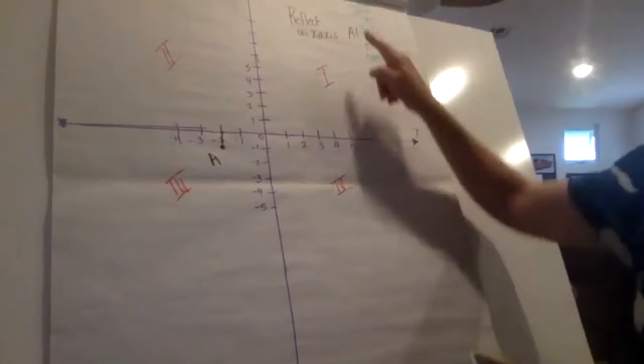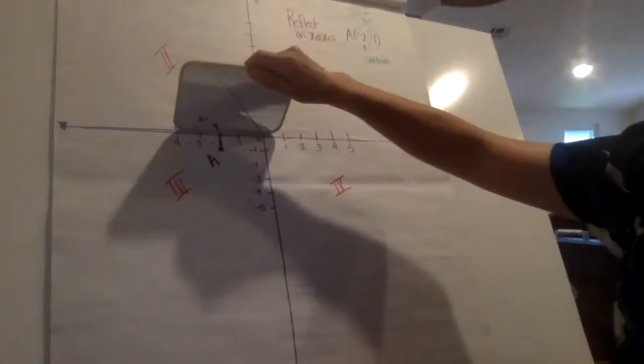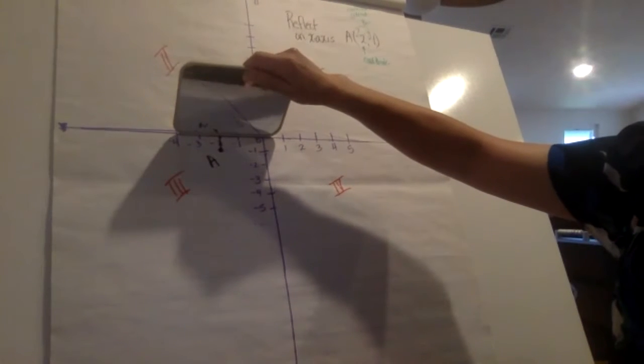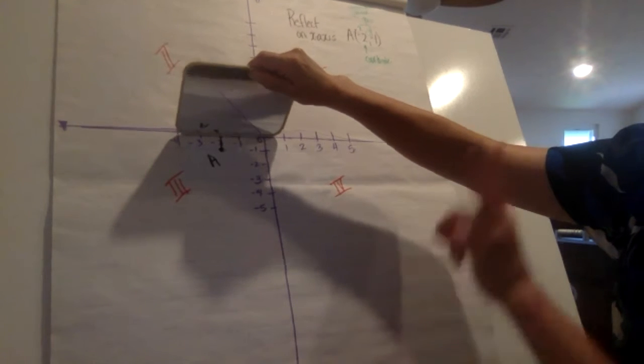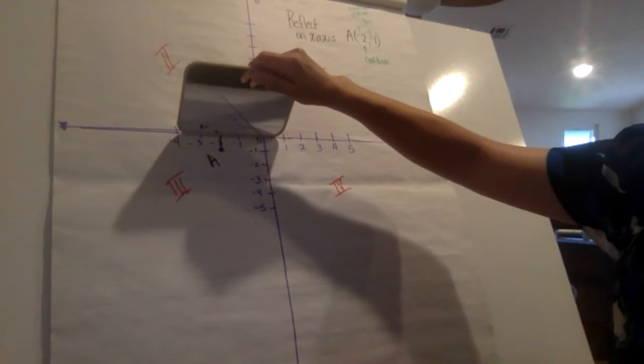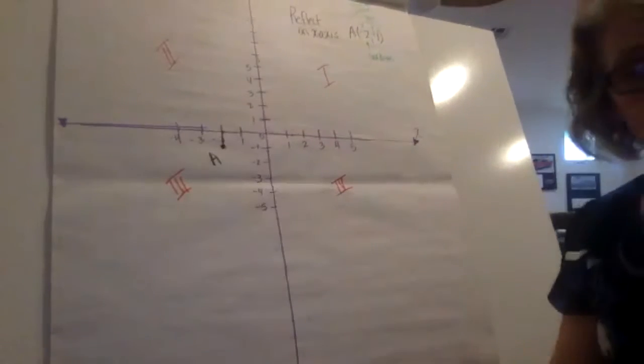So if it says to take that point and reflect it on the x-axis, I'm really thinking of putting that mirror on the x-axis. What quadrant does it look like the reflection of A is in? What quadrant would it be in? See, I can only see Jason. I see he's holding up 2 fingers. It looks like A is reflected right there.